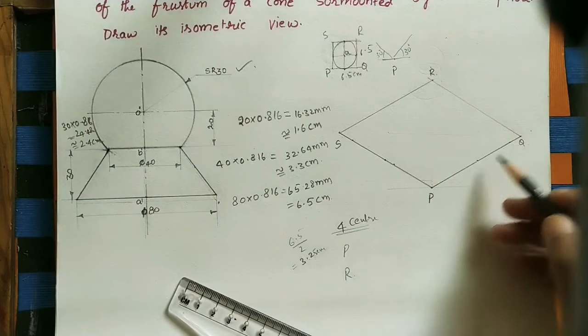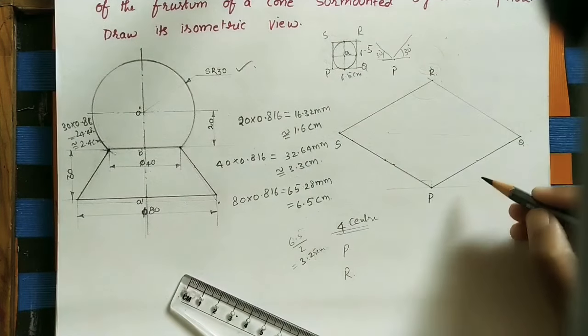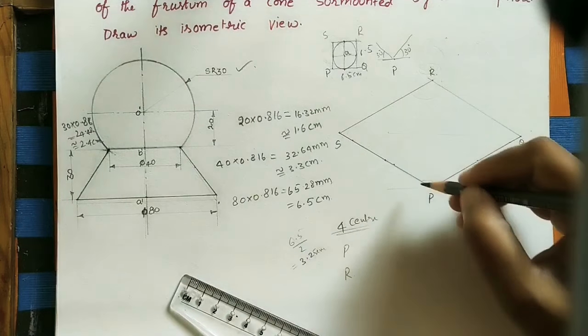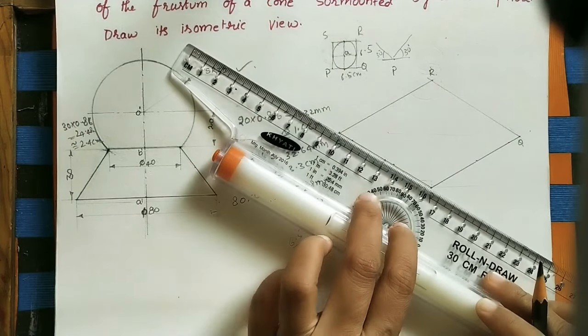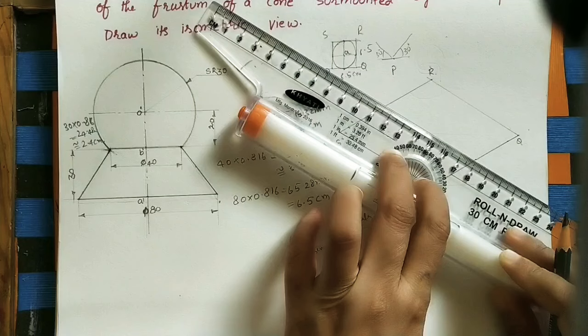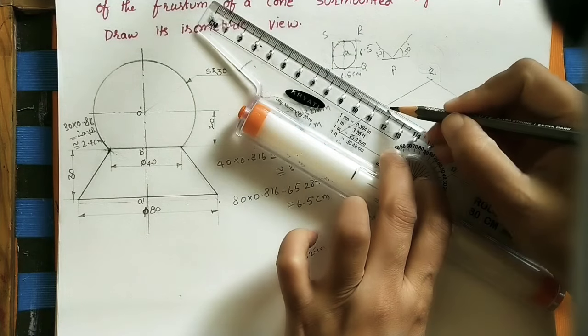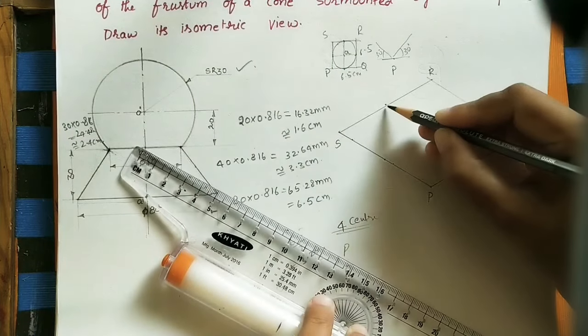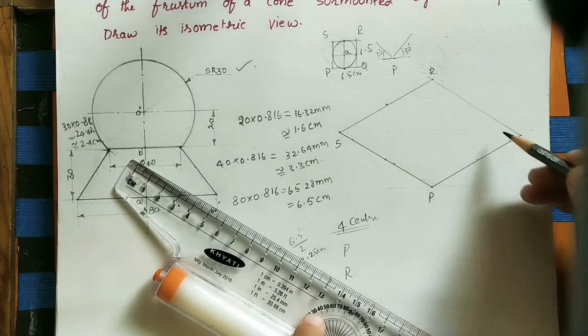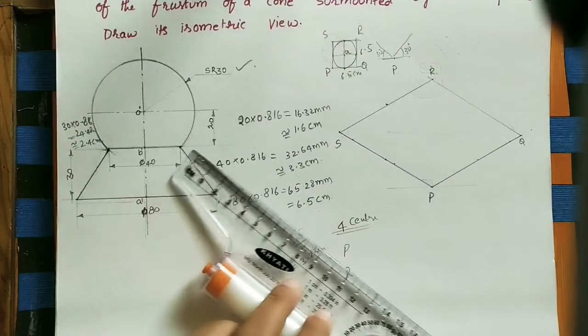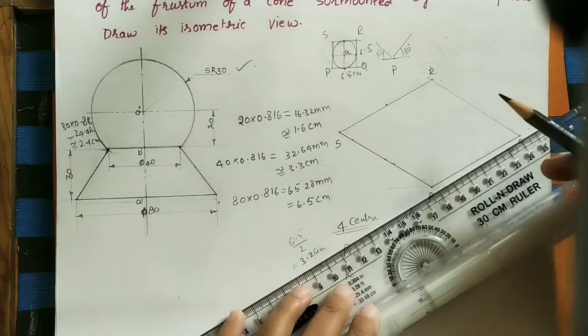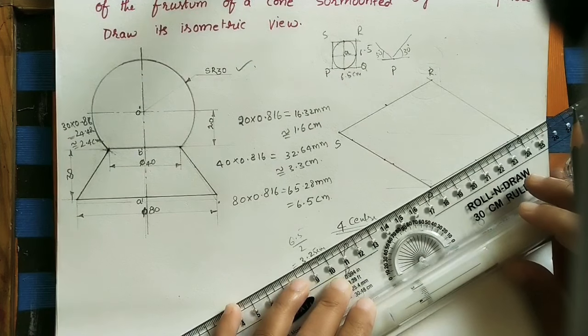Okay, so this line and this line should have equal length. Just take the middle point here, parallel to this line. Take the scale, move it up to this middle point and mark the middle point here. Similarly, on this one also mark the middle point. Here we already did the middle point. So at this point, draw the line parallel to this.